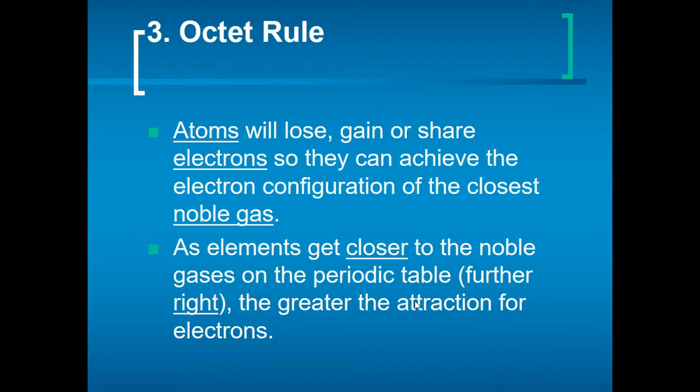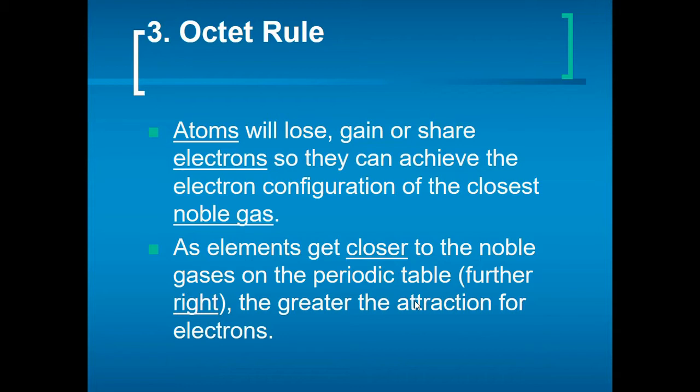And now the third rule you always need to think about is the octet rule. Remember, the goal of almost every element on the periodic table is to have the same electron configuration as the noble gas that's in their period. Normally that is 8 electrons. That is called the octet rule. So atoms are going to lose electrons, they will gain electrons, or they will share electrons with the overall goal to look like a noble gas, to be dressed like a noble gas.